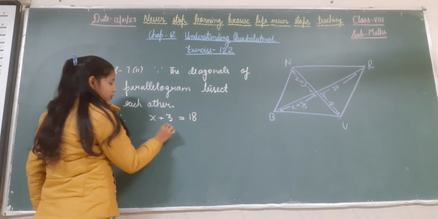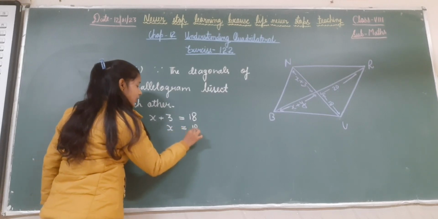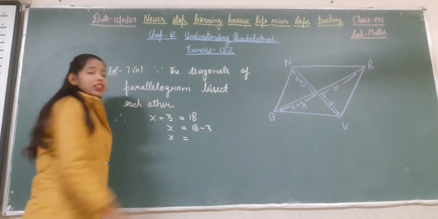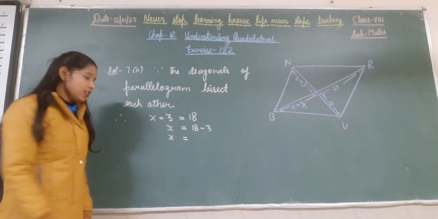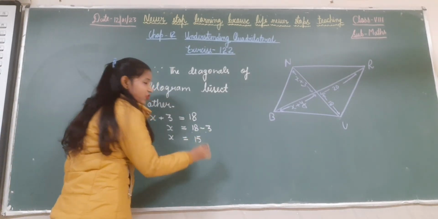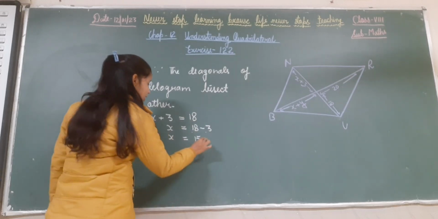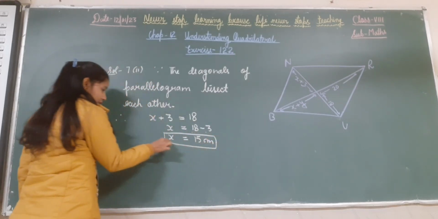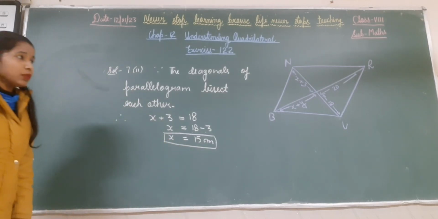So the value of x will be 18 minus 3, that is 15. So the value of x will be 15 centimeters, because all the lengths are in centimeters.